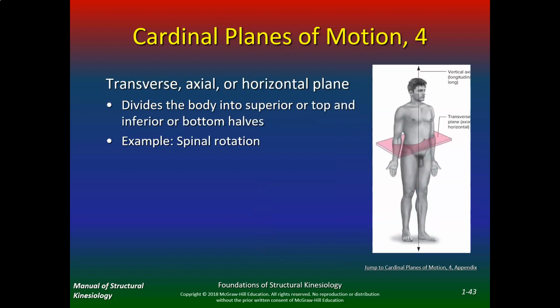Now if you look at the transverse, axial or horizontal plane, that divides the body into superior top and inferior bottom halves, for example spinal rotation. But the lack of ability to move in the transverse plane leads to a lot of issues, and a lot of times it comes from the hips and the thoracic spine. So you want to have good mobility in the thoracic spine and the hip to prevent injury, and we'll talk a lot more about this throughout the semester.